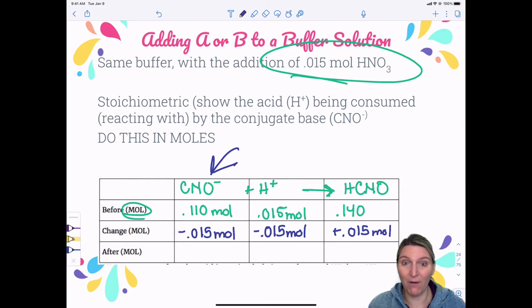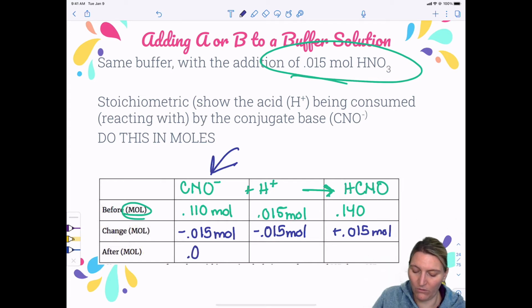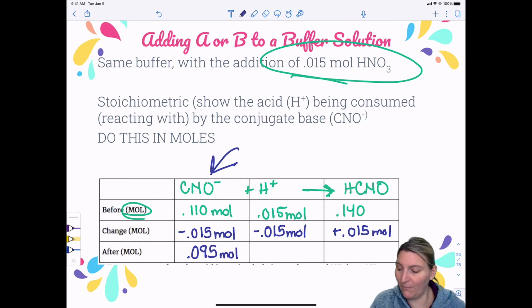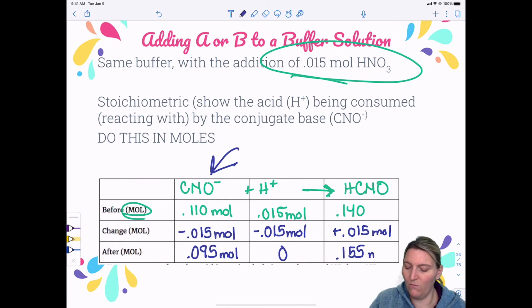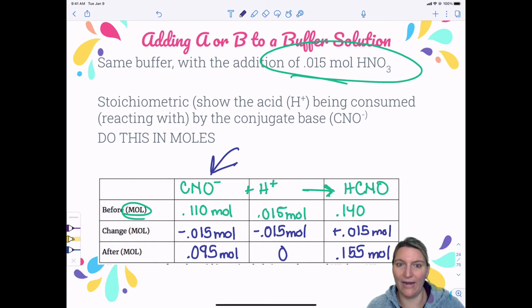The purpose of this buffer is so that there is some conjugate base to react with the acid that we add. So now our final number of moles is 0.095 moles of that conjugate base. We have no more of that hydrogen ion. It has been consumed. And we have 0.155 moles of that weak acid.